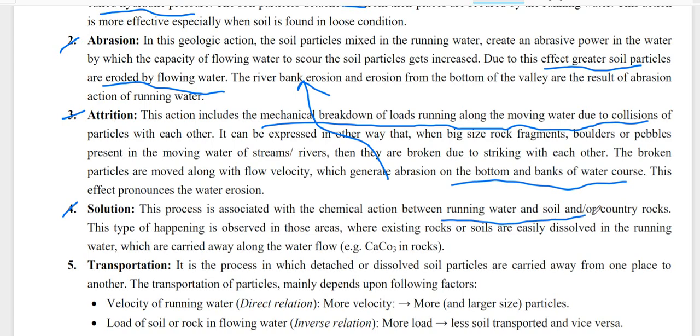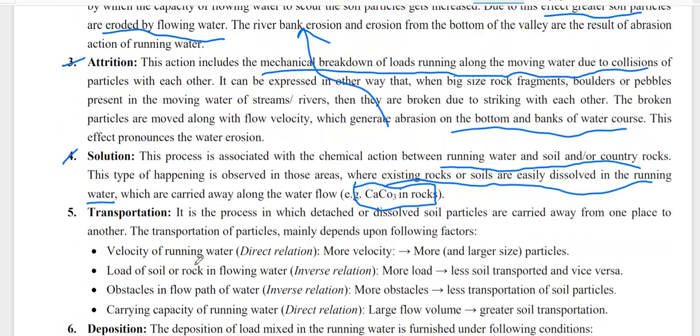Between running water and soil, some chemical action will happen, and this type of happening is observed in those areas where existing rocks or soils are easily dissolvable in running water. If it is able to dissolve in the running water, then only a solution will be prepared, due to which soil will be detached. This is also a detaching process. An example is CaSO3 in the rocks. If CaSO3 is present in rocks, then it will cause erosion of the soil.